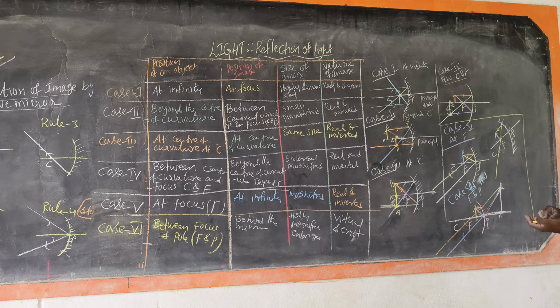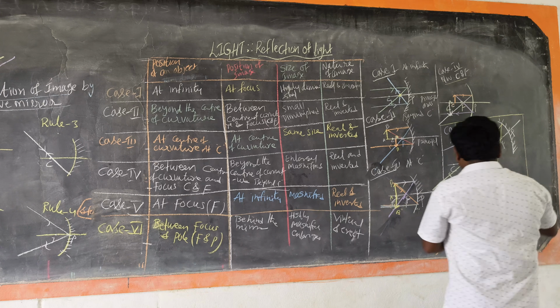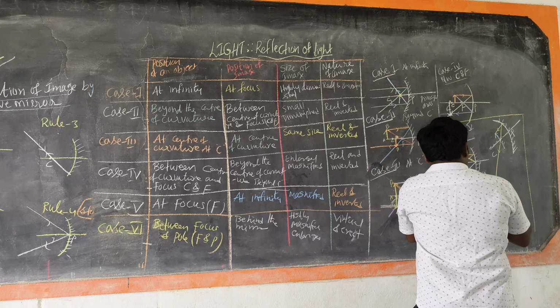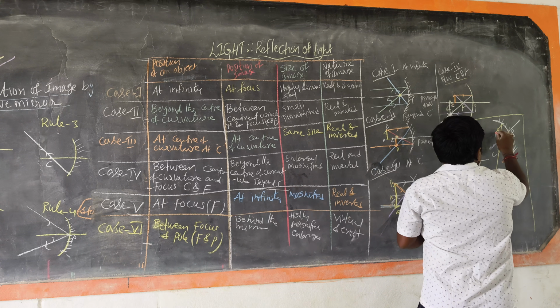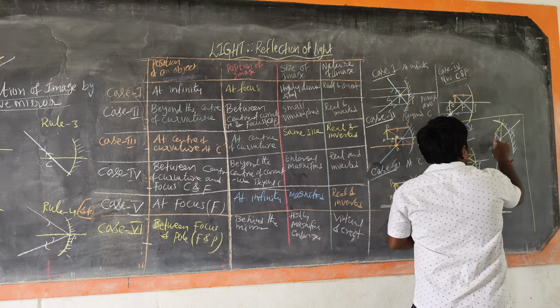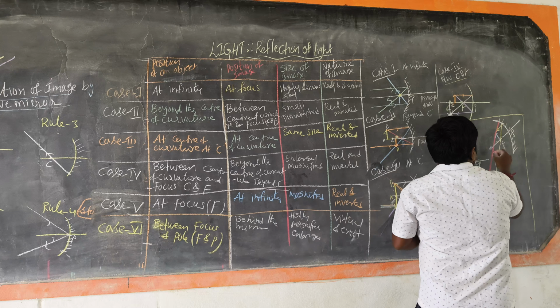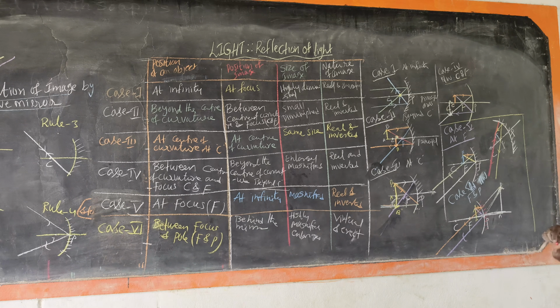What is the other possible way? What happens if the light ray passes through the center of curvature? If the light passes through the center of curvature, we know it won't be deviated. It won't be deviated in this form. If you extend these reflected rays back, they meet.